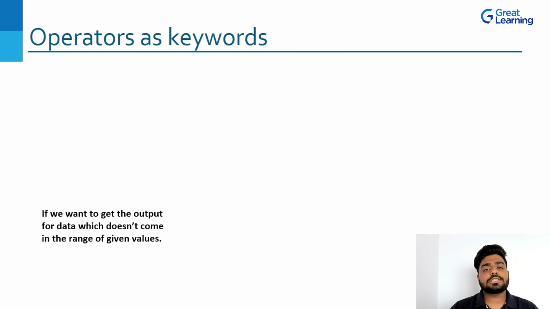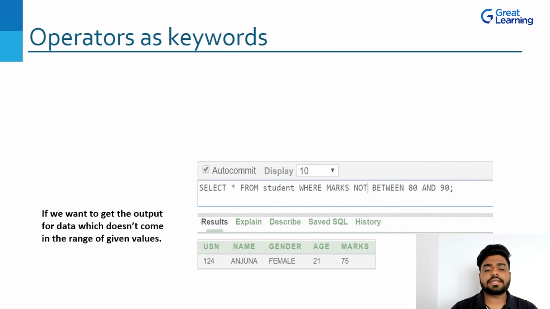If you now look at this particular screenshot, we have written select star from student where marks not between 80 and 90. Now we don't want those values which are in between the range, but we want those values which are outside that range. So we have to just use not between. If you want the values to be inside the range, then we directly use between and. But if we don't want the values to be in that range, then we write not between.